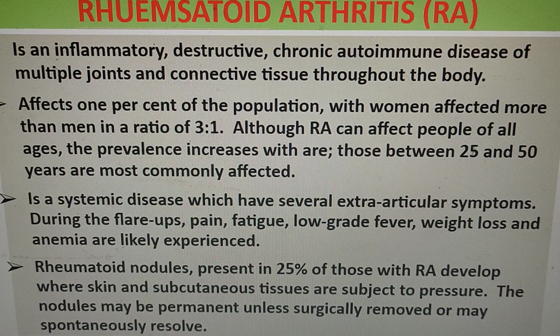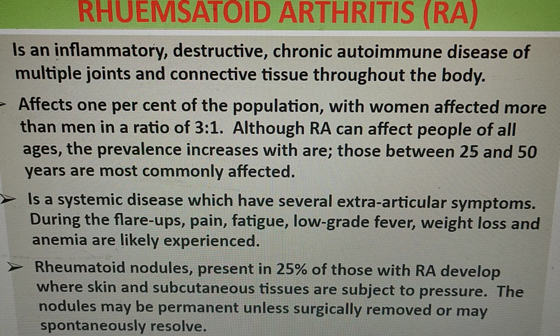Okay. The next condition is rheumatoid arthritis, RA. It's an inflammatory, destructive, chronic autoimmune disease of multiple joints and connective tissue throughout the body. Autoimmune disease, guys. RA is an autoimmune disease, okay? It affects 1% of the population, with women affected more than men in a ratio of 3:1. So more women than men.